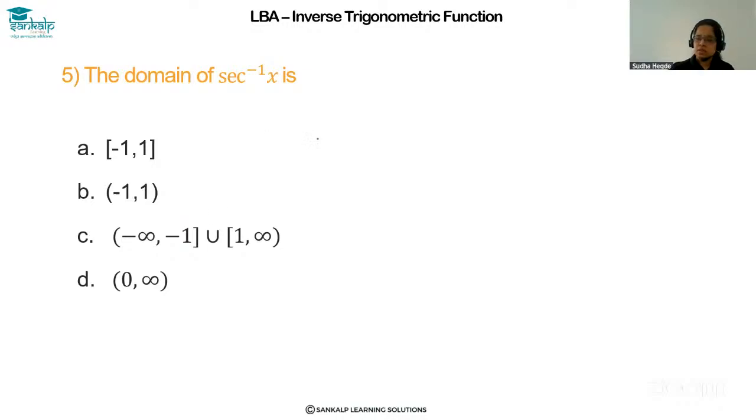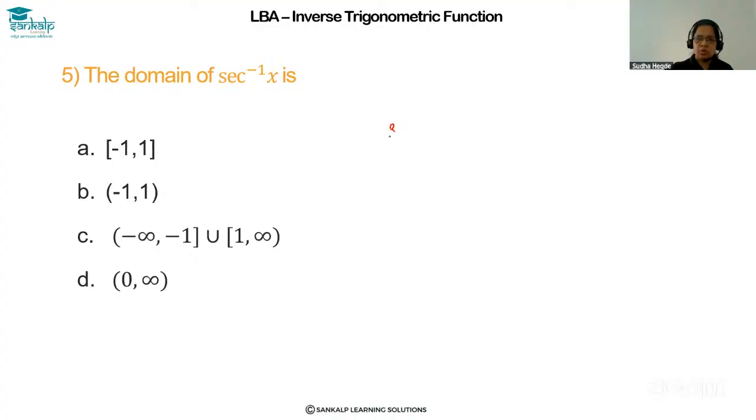Hi students, the question is: the domain of secant inverse x is option A, minus 1 to 1 closed interval; option B, minus 1 to 1 open interval; option C, minus infinity to minus 1 closed union closed 1 to infinity open; option D, 0 to infinity open interval.